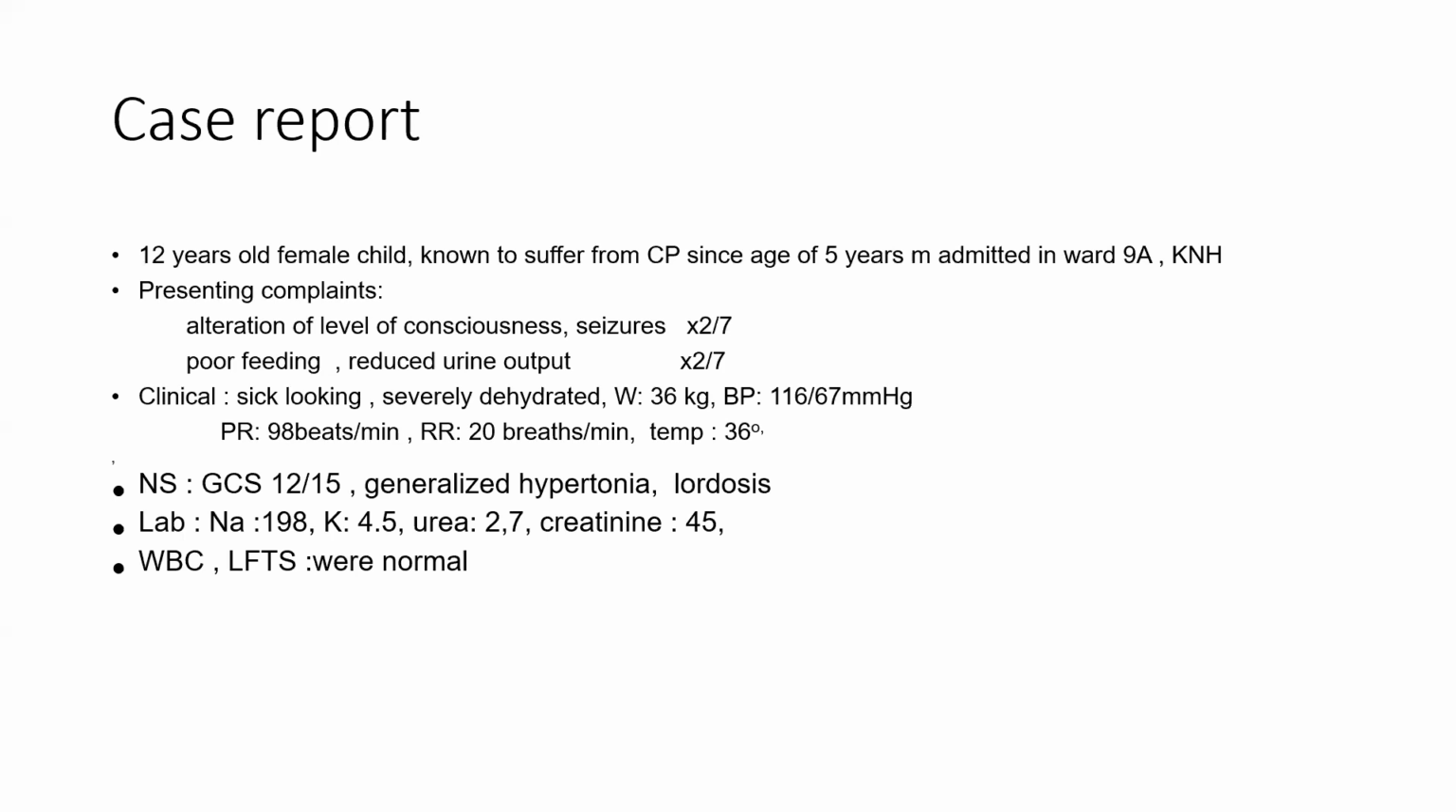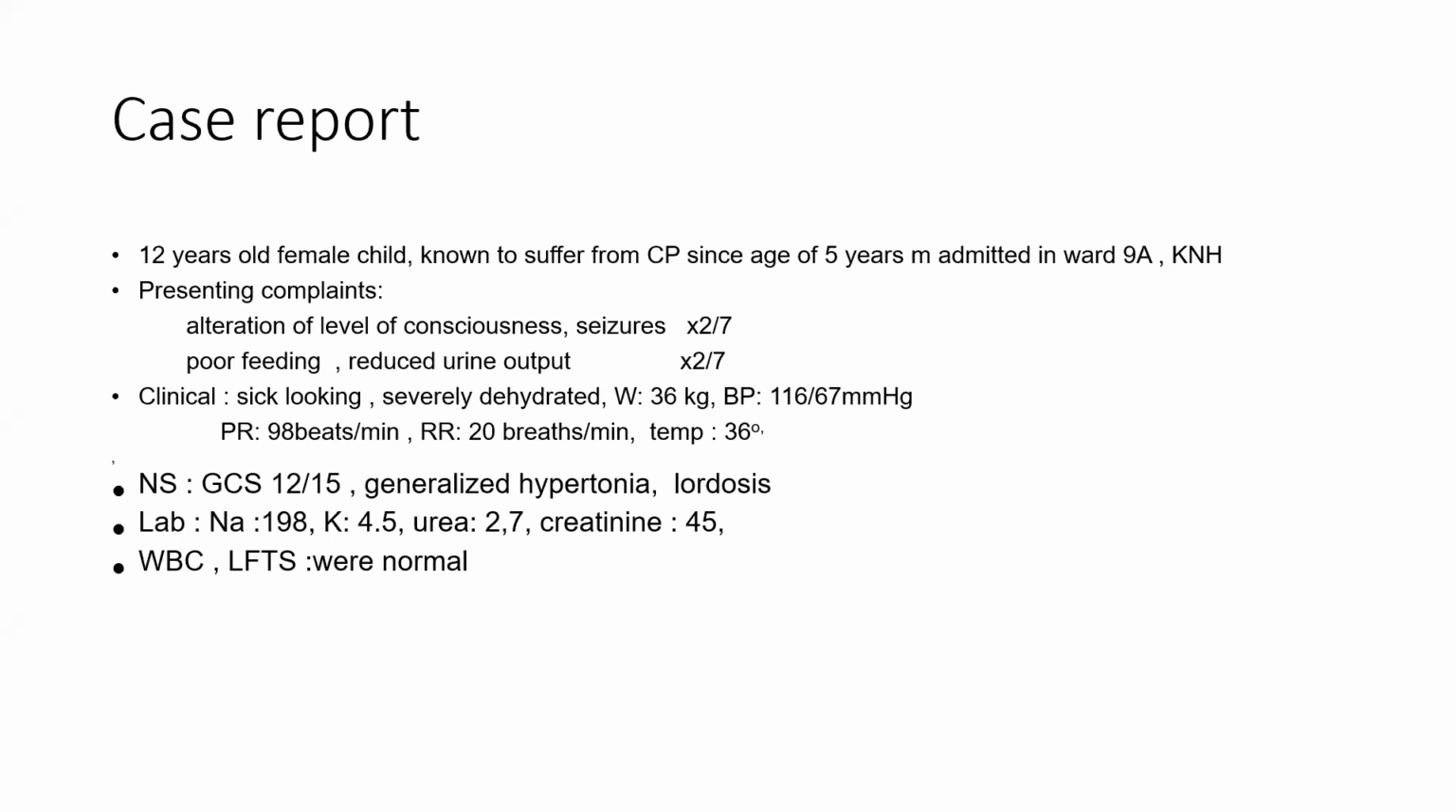The presenting complaint was altered consciousness with delirium, seizures for 2 days, poor feeding, and reduced urine output for 2 days. On clinical findings, the child was sick looking and severely dehydrated. The weight was 36 kilos. The mother never weighed the child before, so we cannot know the percentage of weight lost. But the blood pressure was normal, 116/67 millimeters of mercury. The pulse rate was 98 beats per minute, the respiratory rate 20 breaths per minute, and temperature was 36. The Glasgow Coma Score was 12/15.